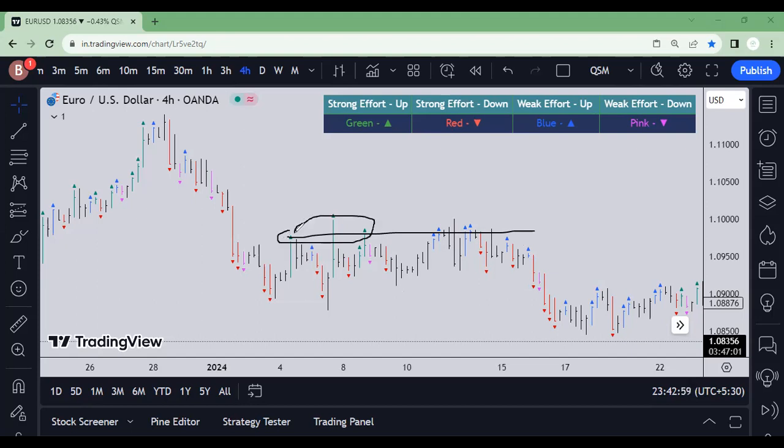So this buying was a trap, which was later identified by us in the form of weak efforts, and as these weak efforts appeared, we started seeing strong supply. Every strong supply is followed by weak effort, strong supply, weak effort, and so on, and price plummeted down. It came to this particular level.